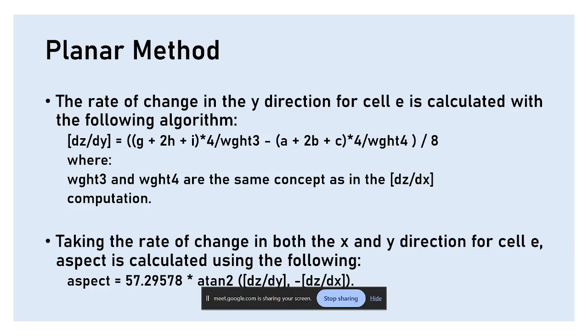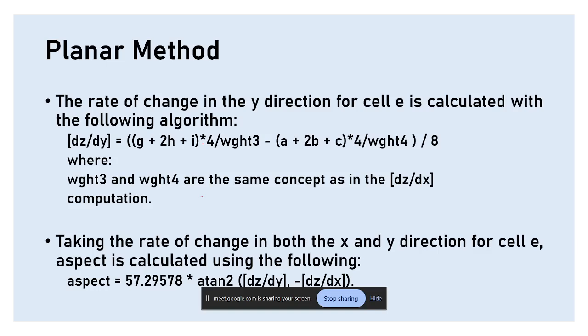So here dz by dy is calculated in this manner: G plus 2H plus I multiplied by 4 by weight 3, minus A plus 2B plus C multiplied by 4 by weight 4, whole divided by 8. So weight 3 and weight 4 are the same concepts as in the dz by dx computation.